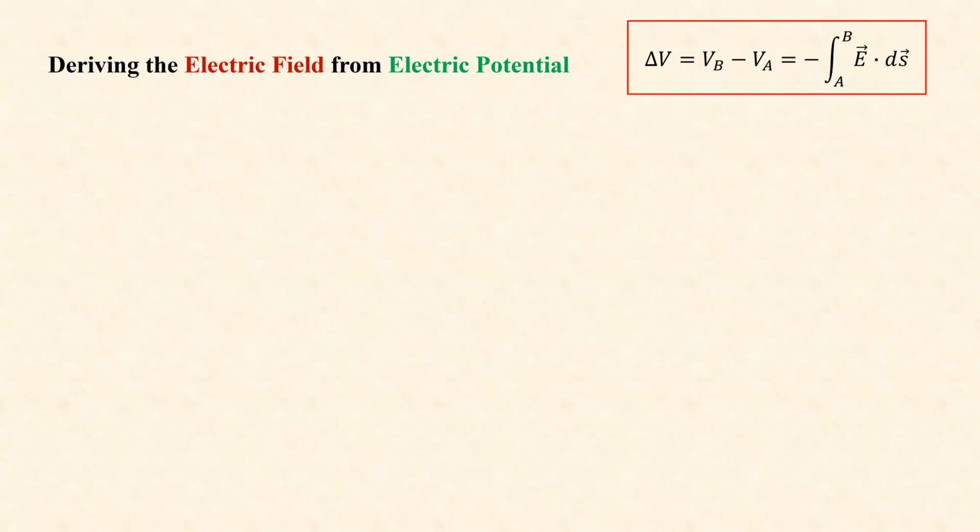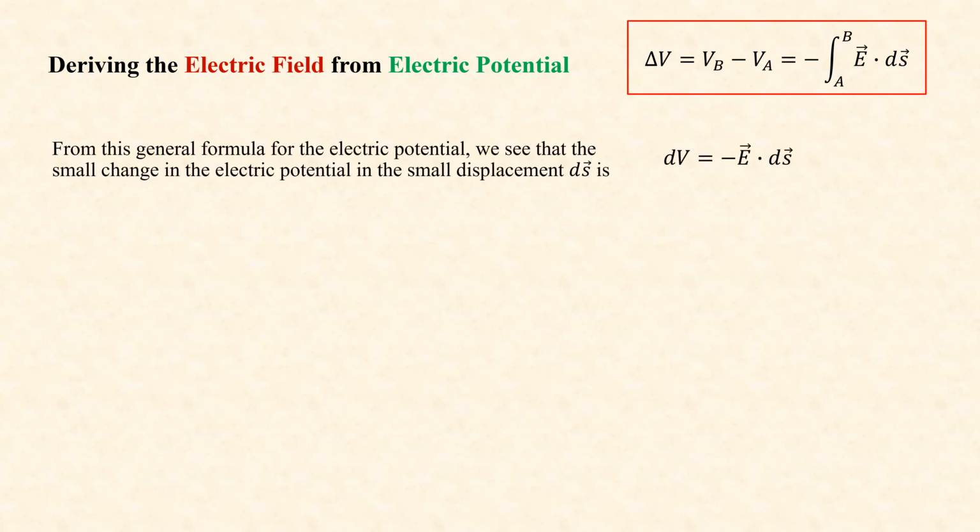Then we go to, what if we have electric potential? We want to see what is the electric field. So far, we say that the electric potential comes from the electric field. You do the integral of electric field, you get the electric potential difference between 2 points. But what if we want to do the opposite? If we have electric potential, we want to find electric field. Again, we look at the original formula. Delta V is equal to negative integral E dot ds from A to B.